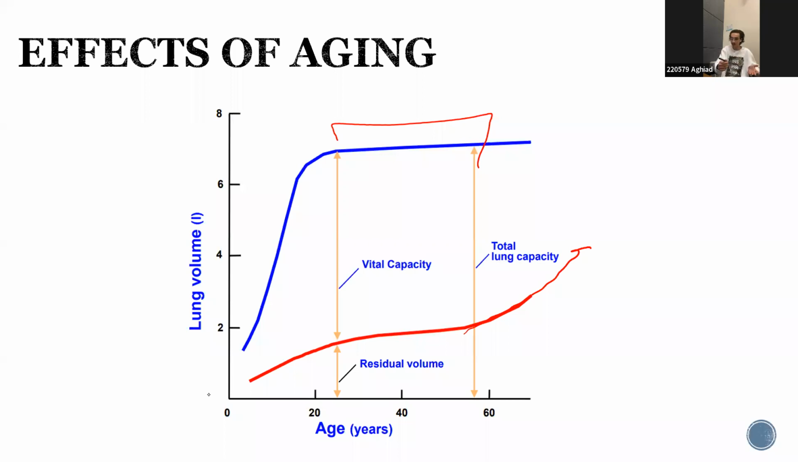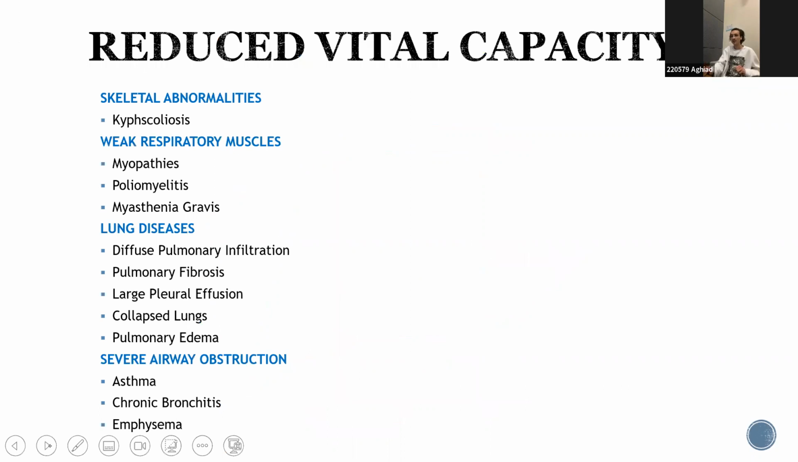Because again, what is vital capacity, you guys? It's basically the expiratory volume and inspiratory volume, and we also have the tidal volume, all three. Exactly. Perfect. So basically anything you can control. ERV. Perfect. Great. So reduced vital capacity. Whatever you can control.